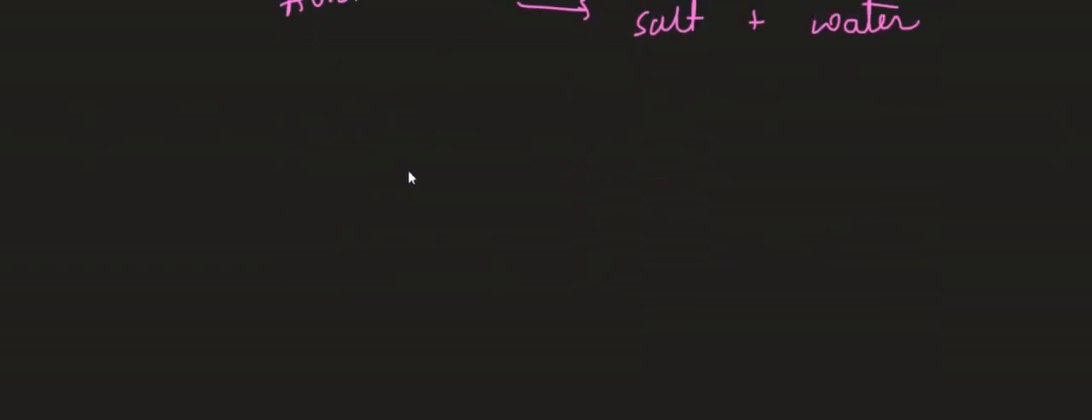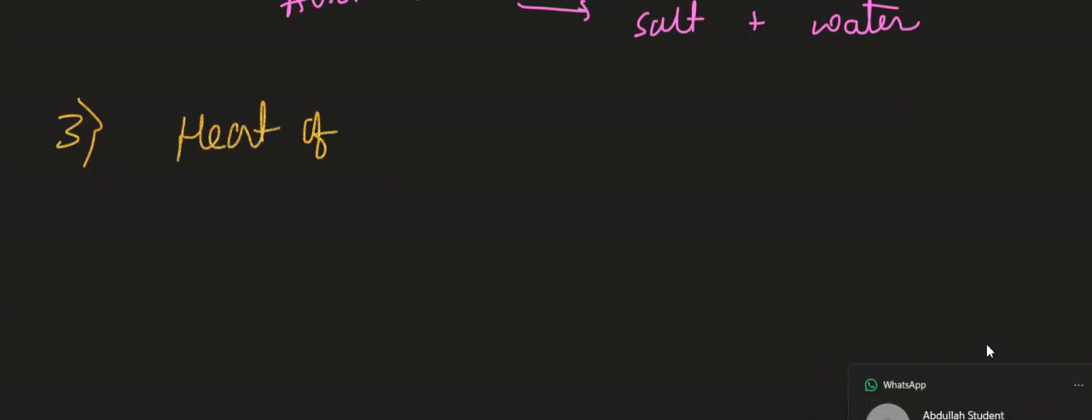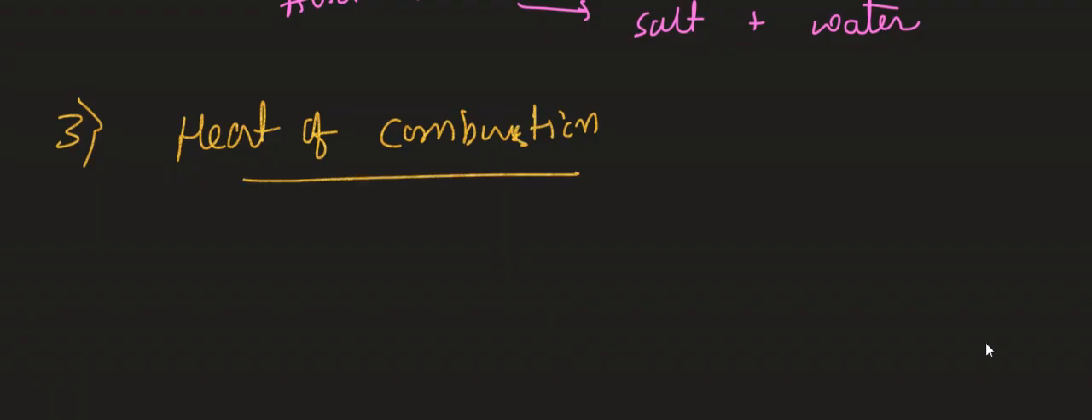So let's go to the next one, the third one, which is heat of combustion. Let us try to understand heat of combustion. How will you denote the heat of combustion? Heat indicates delta H, combustion means C. So whenever I write delta H C naught, what does it indicate? Standard enthalpy of combustion, or else you can call it standard heat of combustion.